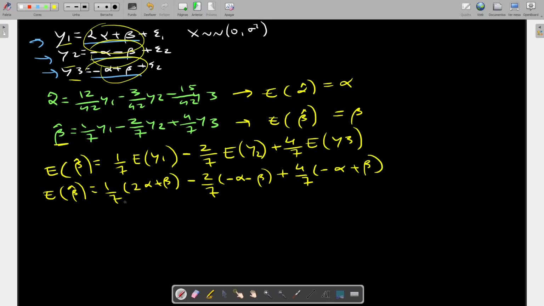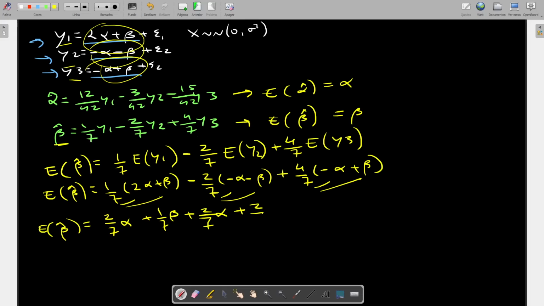So let's keep going. Let's distribute this inside, and arrange the values again. The expected value is equal to 2/7 alpha plus 1/7 beta. Now minus with minus is plus, so plus 2/7 alpha plus 2/7 beta. Same thing here, so minus 4 divided by 7 alpha, plus 4 divided by 7 beta. Now we are going to rearrange the terms in order to get those together.